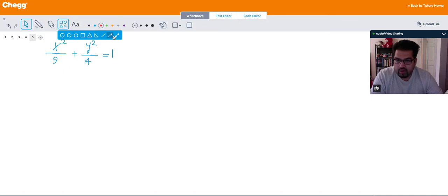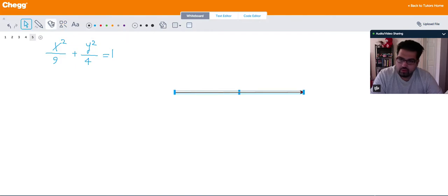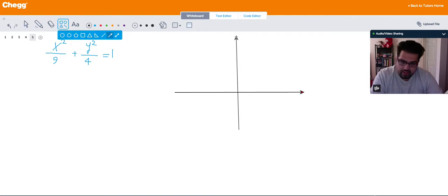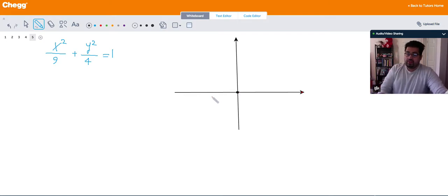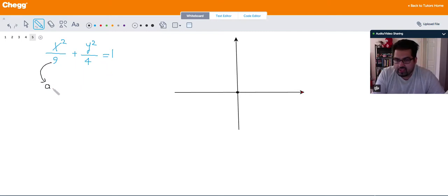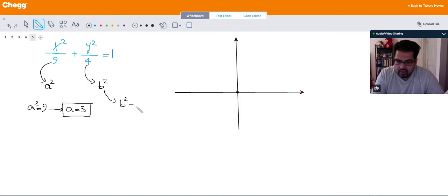So I'm going to draw my x and y coordinate system, like this. Since the x and y are not subtracted from anything else, they are just squared by themselves, it's going to be centered at the origin. So I'm going to have a horizontal ellipse centered at the origin. This is going to be my a squared, and this is going to be my b squared. So a squared equal to 9 gives me a equal to 3, and b squared equal to 4 gives me b equal to 2.